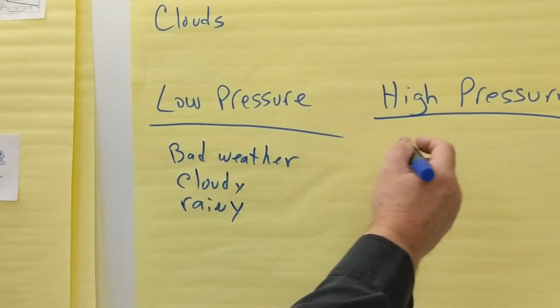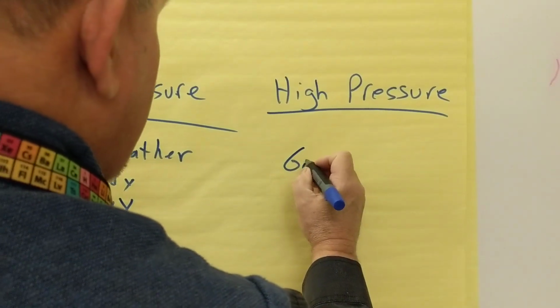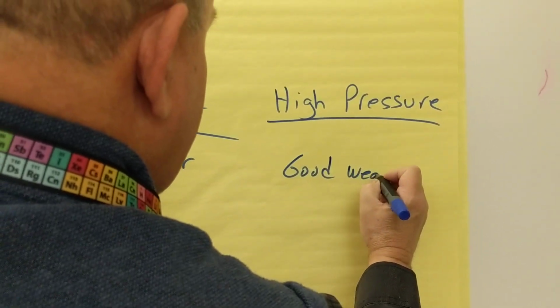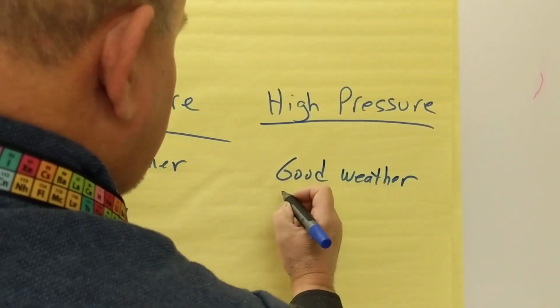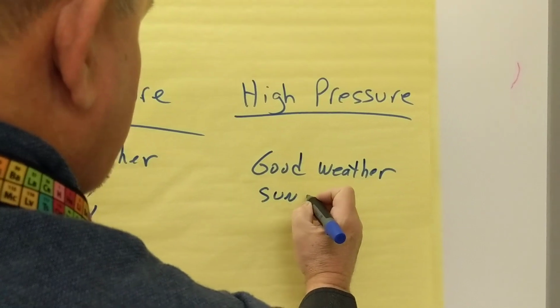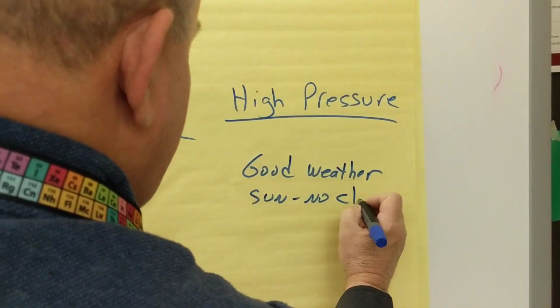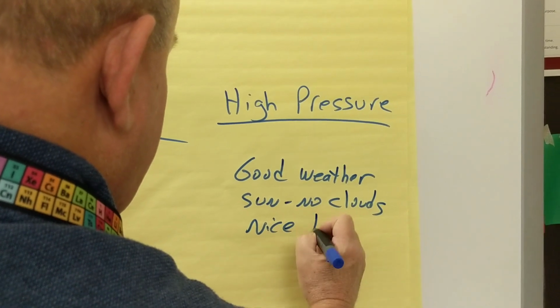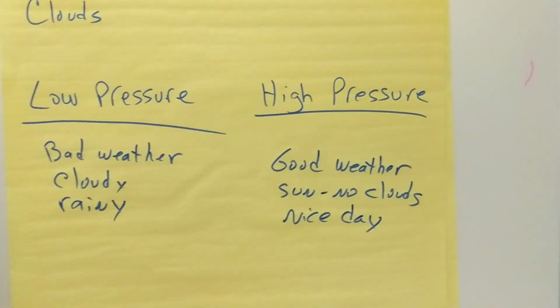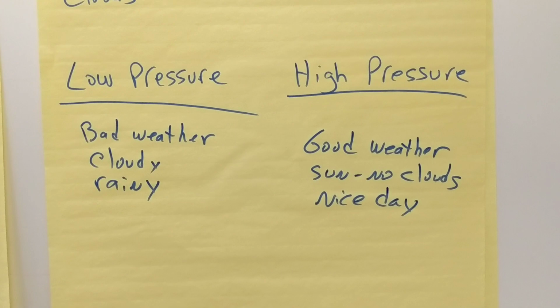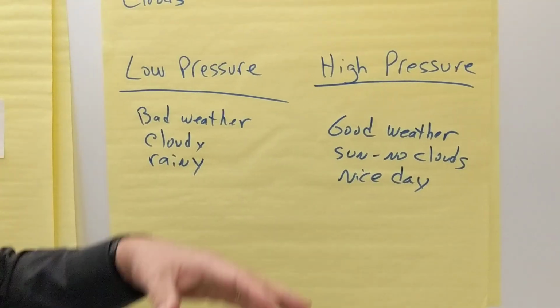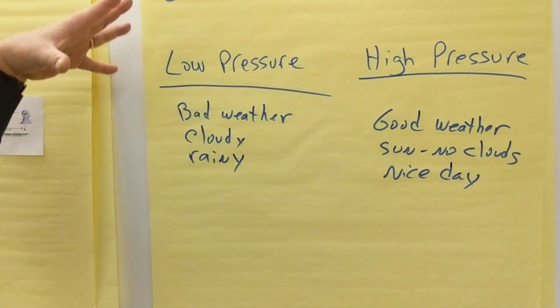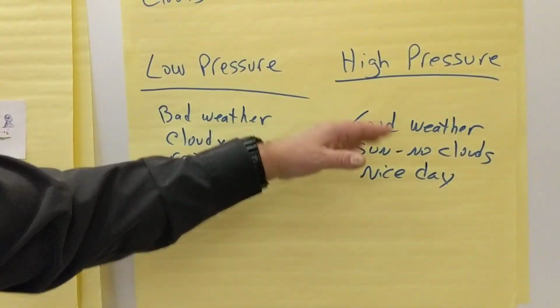High pressure is just the opposite. So we're going to get good weather. So the sun comes out. No clouds. And it's a nice day. So anytime you have high pressure, the air is cooler, it's more dense. It pushes the air down and pushes the clouds away. So you got to know low pressure, high pressure.